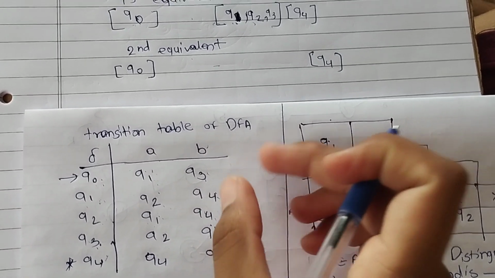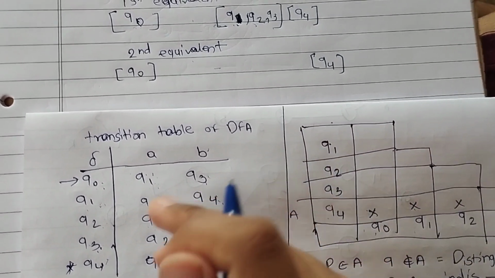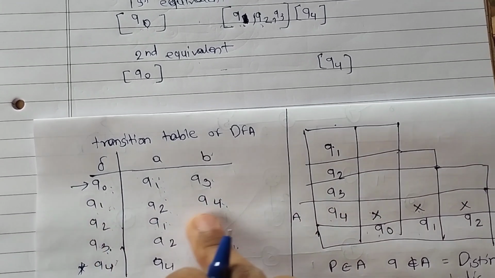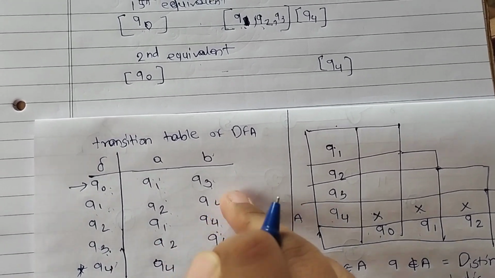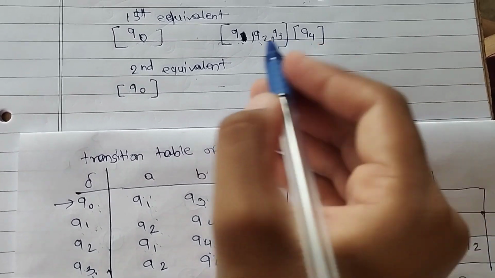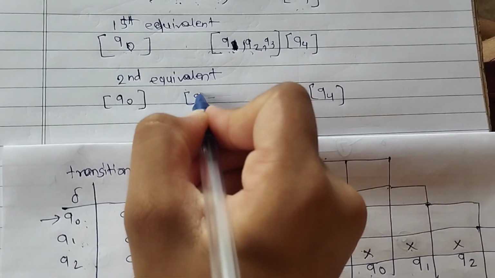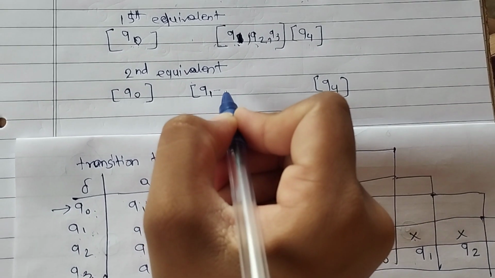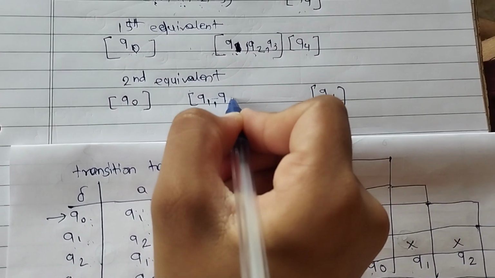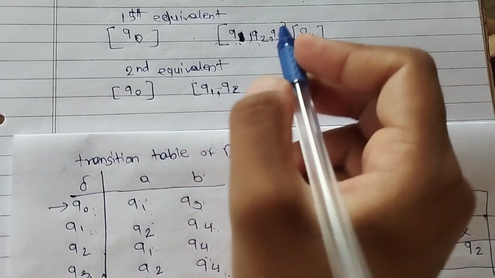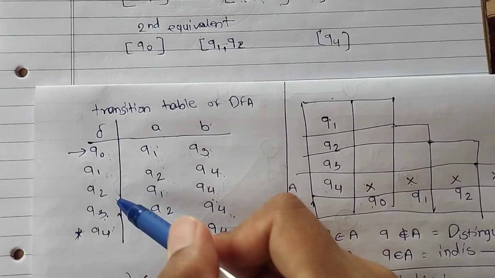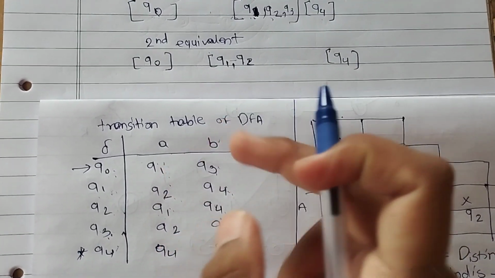Does B separate these two states or not? So Q1 reads B in Q4, Q2 reads B in Q4. So Q4 is present in a single group. So this Q1 and Q2 are present in one group, because both A and B are read in the same group, Q1 and Q2. Now we see, is Q3 also present in the same group or a different group? So Q1 and Q3.